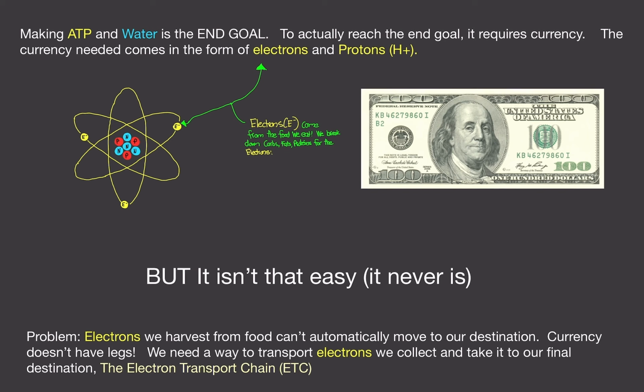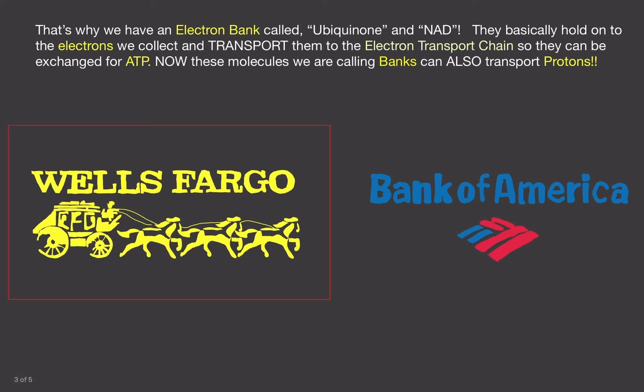So these electrons and protons, they cannot just hop station to station. They require a train. And that is where ubiquinone and NAD come in. So ubiquinone and NAD are basically like an electron bank. They hold on to the electrons as well as protons. They're like the train that takes it station to station. They basically hold on to the electrons and transport them to the end of the line, which is the electron transport chain. It's the last station. So they can be exchanged for ATP. So this is what I'm calling banks. Ubiquinone, NAD are banks. They're banks for electrons and protons. They're the trains of the system.